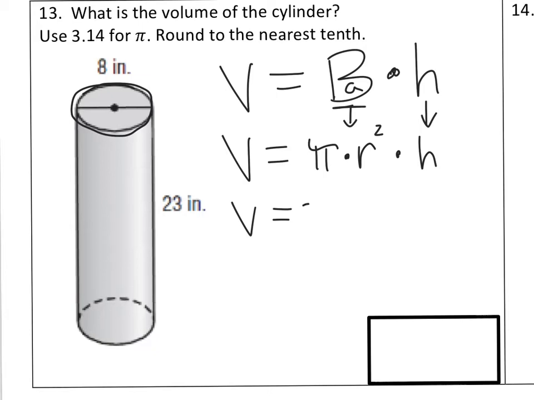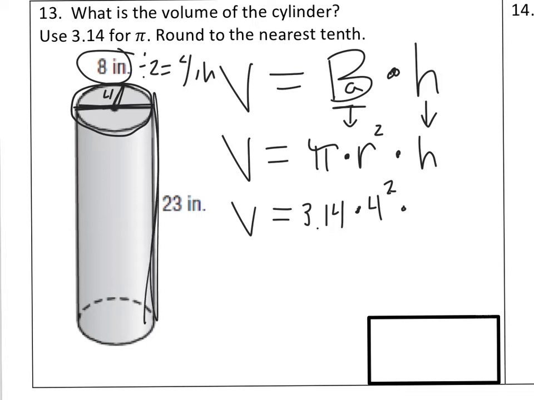So our volume is going to be 3.14 times the radius. Uh-oh. They gave us a diameter of 8. Let's cut that in half, and it's going to be 4. So if it's 8, divide by 2, and that's going to be 4. That's what our radius is, 4 inches. So let's put in 4 here. Let's square it, because that's what it says to do in our formula. And then multiply by how tall it is. Well, how tall is it? 23.